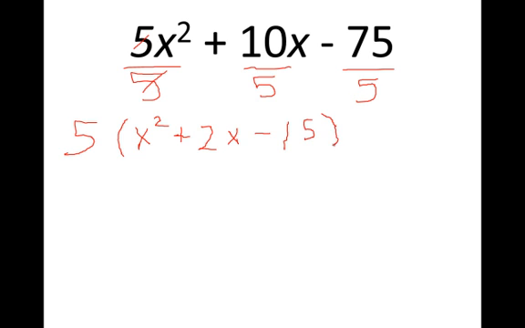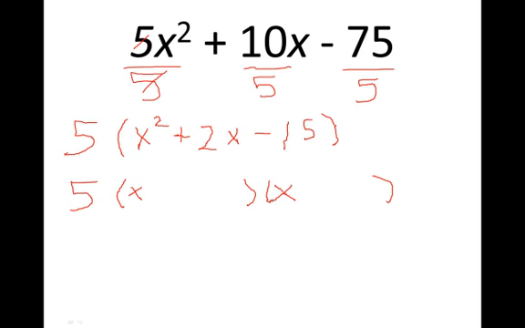And now I have a trinomial here. So then my second step is to factor my first term. So I'm going to have my 5 outside again. I'm going to open up two brackets. And I'm going to factor my first term. So my first term is x squared, so that's just going to be an x.